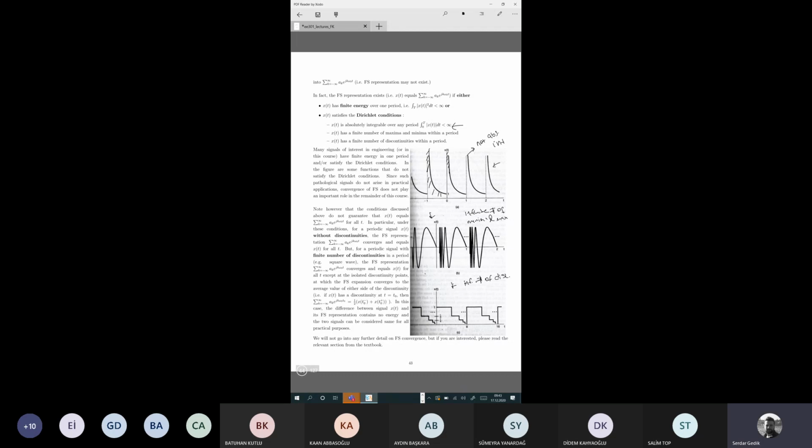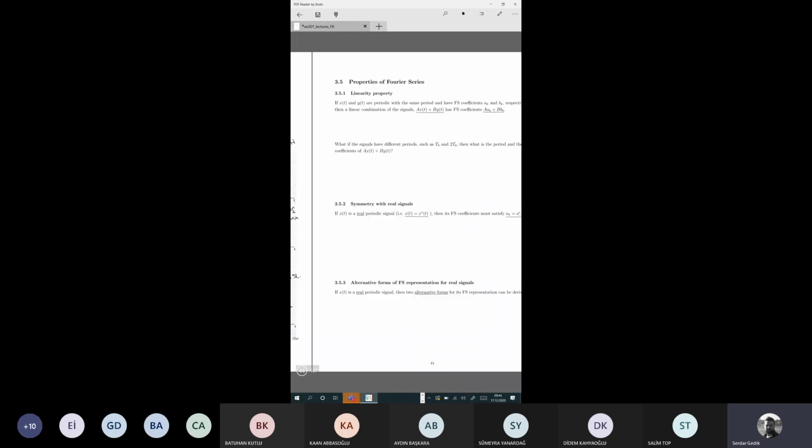So almost all the signals that we will see will satisfy those properties, but be sure that you check whether it satisfies those three conditions. So, the next thing that we will discuss is the properties of Fourier series. The first one is linearity.